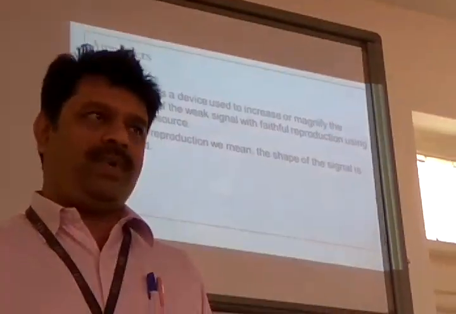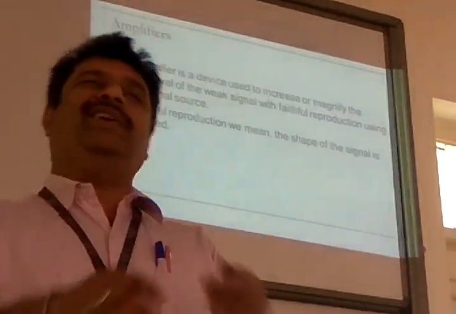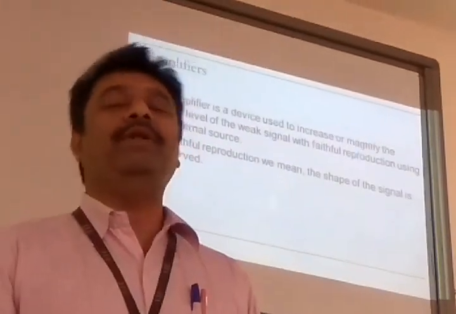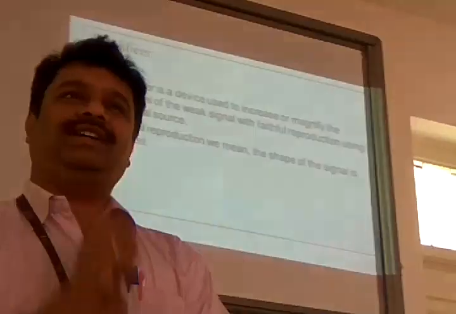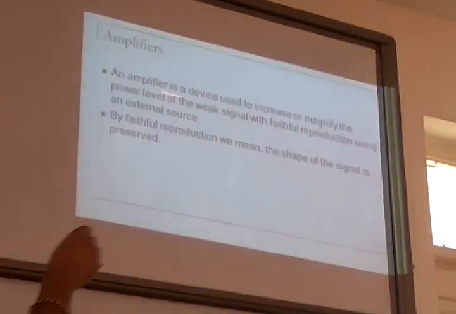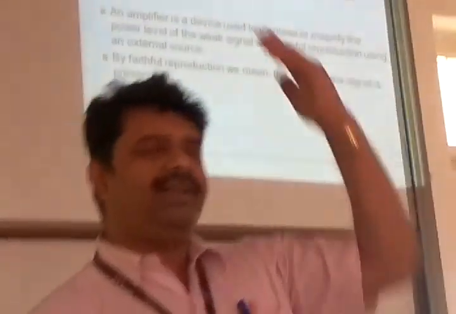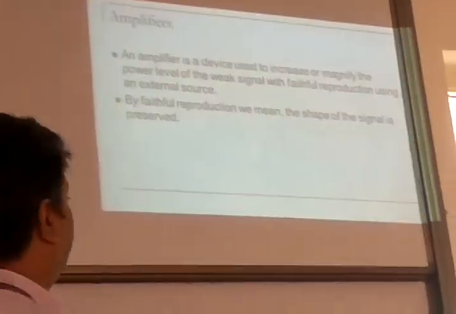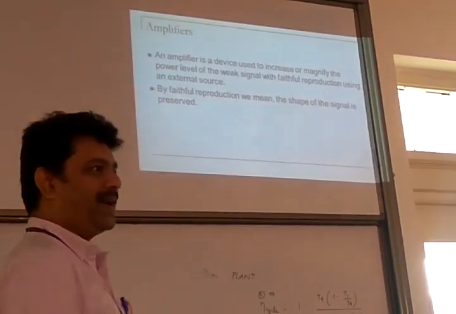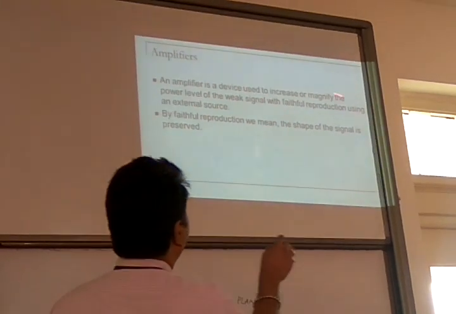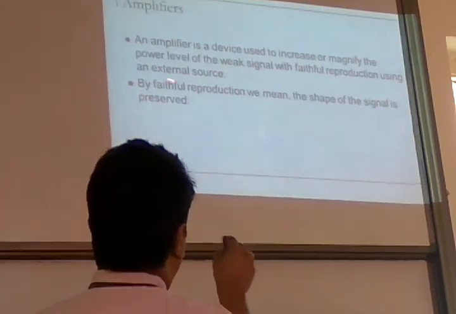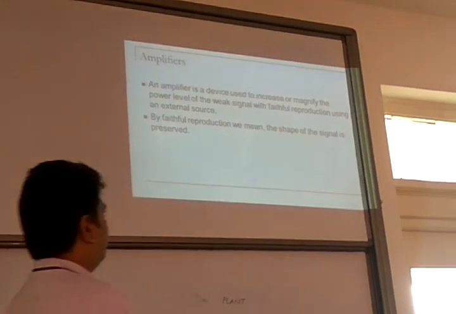I don't know how other people are going to call it. At least we will call that device an amplifier. Okay. So an amplifier is a device used to increase or magnify the power level of the signal. Increase the amplitude of the signal. With other conditions, it has to increase the power level of the signal. So the correct term is this power level of the signal, with faithful reproduction, using an external power source.